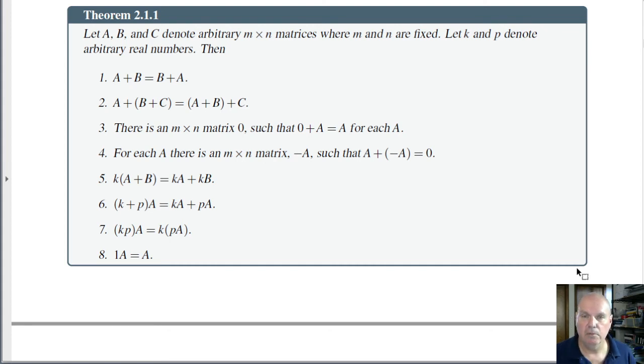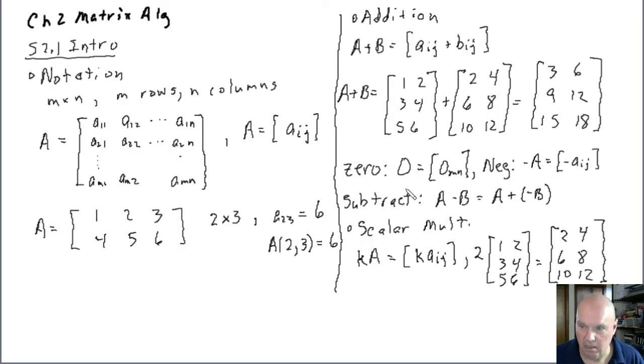Some of the basic properties of matrix addition and also scalar multiplication are summarized on page 40 in Theorem 2.1.1. Again, most of these proofs are simple. They rely on the underlying properties of addition and multiplication of real numbers. Okay, so let's look at an example quickly, similar to one of the homework problems that I'll assign.